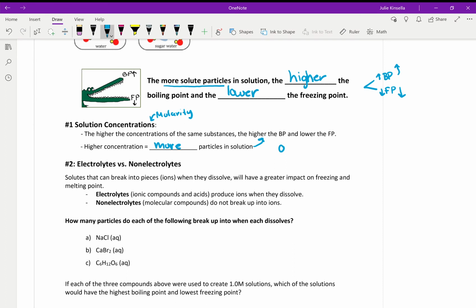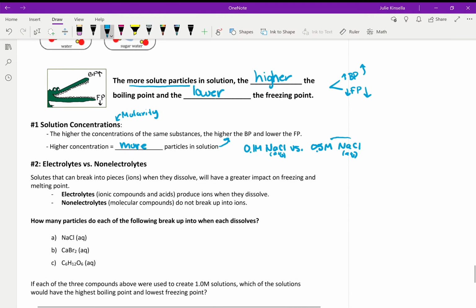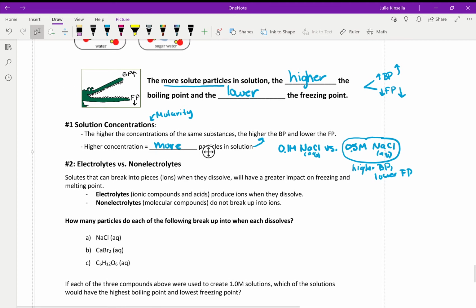So if you have like a 0.1 molar NaCl versus a 0.5 molar NaCl solution, and both of these would be aqueous. Okay, compared to the regular or standard boiling point and freezing point of water, we would expect both of them to have an effect, but the higher concentration, the 0.5 molar NaCl, would have that higher boiling point and then the lower freezing point because, again, there's the most amount of particles because of the higher concentration.